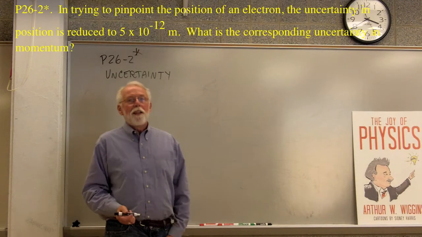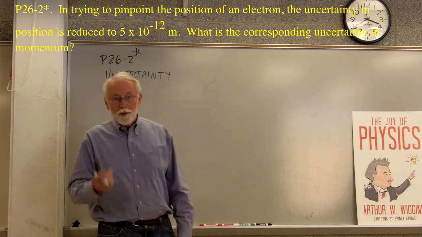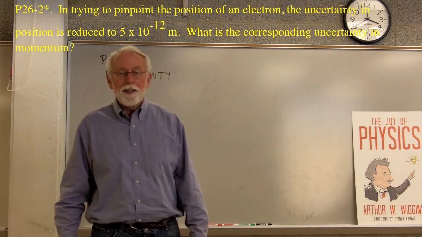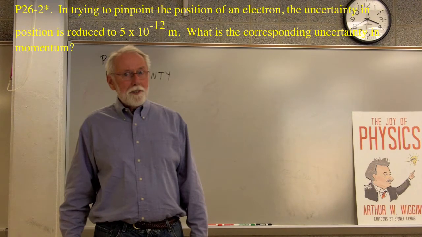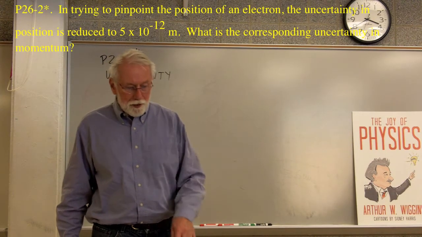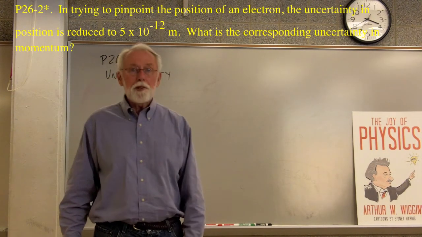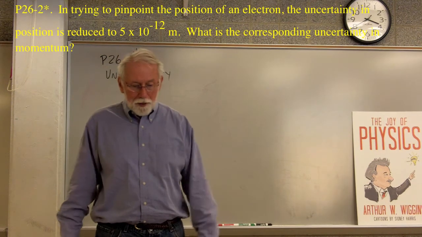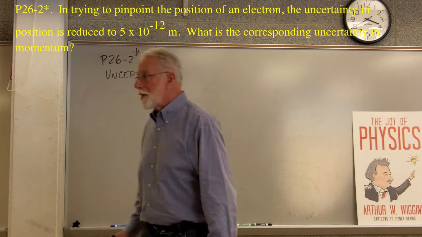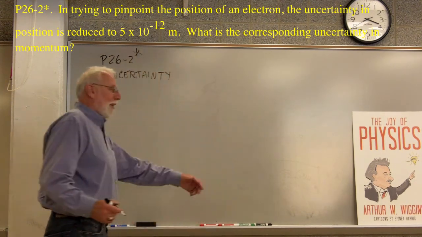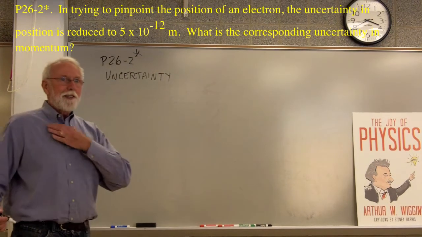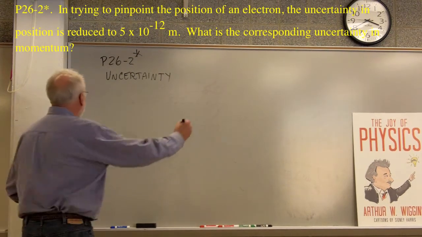Here's a problem that has to do with the uncertainty principle, Heisenberg uncertainty. This one doesn't lend itself much to a drawing because what it says is, in trying to pinpoint the position of an electron, the uncertainty in position is reduced to 5 times 10 to the minus 12 meters. So am I going to draw you a picture of an electron? It's as if I know what an electron looks like. Sure, here's an electron.